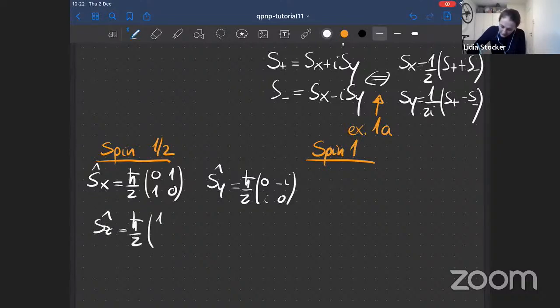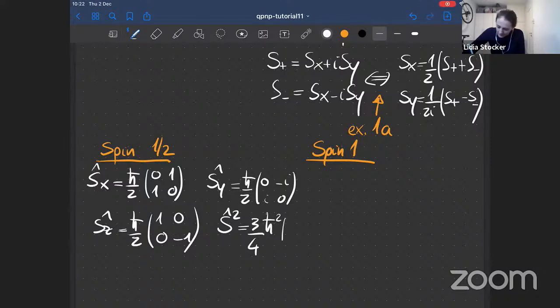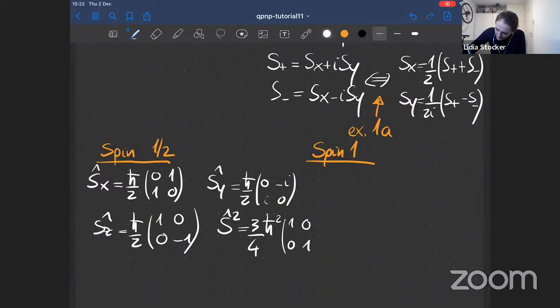Divided by 2 of 1, 0, 0, minus 1. And here we see that in the up-down basis, the Sz operator is diagonal. This means that the states up and down are eigenstates of this operator. And if we calculate the Sx operator with the definition from before, we observe the same behavior. We will get a diagonal operator. This means the up and down states are eigenstates of this operator.